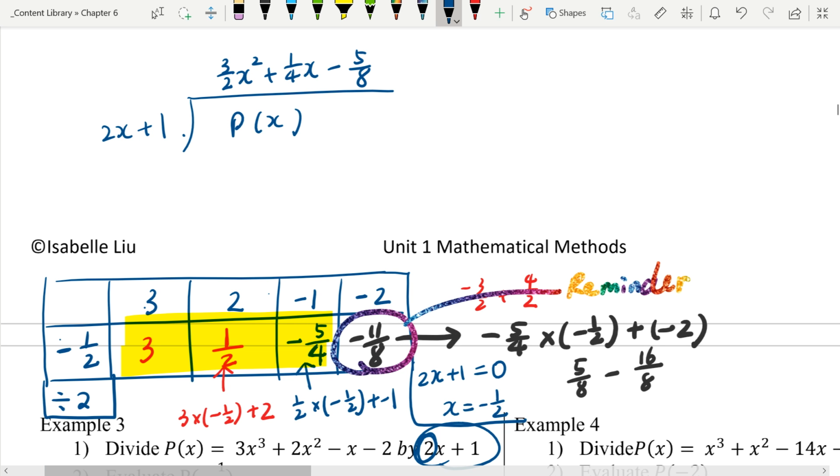Do you want to come here to see? The remainder is the same. Okay? It doesn't matter if we divide by monic linear or not monic linear, the remainder will still be the same. So we can still get this result, even though we divide by something not monic.